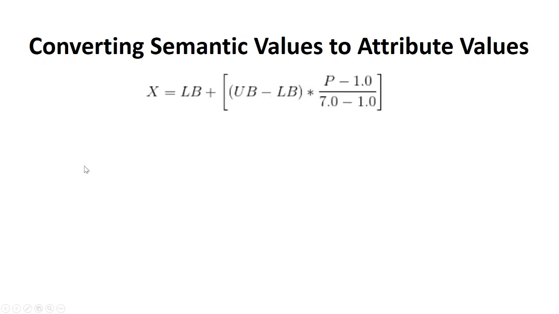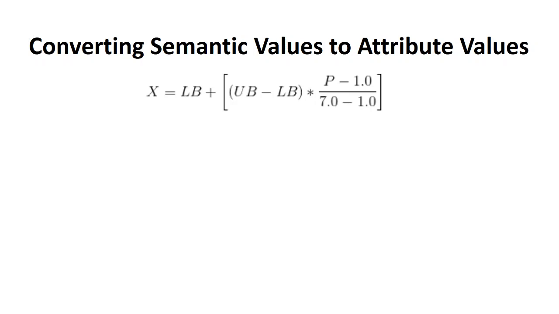So here's the formula. X basically is the attribute value you desire, that you're solving for here. LB is lower bound, UB is upper bound. So basically you need 3 pieces of information to make this formula work. So you need lower bound and upper bound for the attribute values for whatever attribute it is.